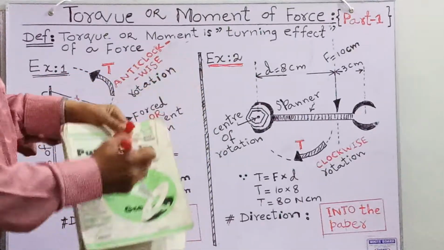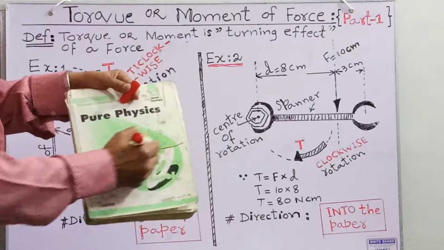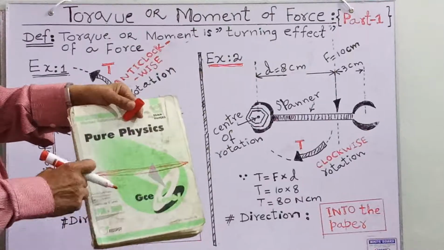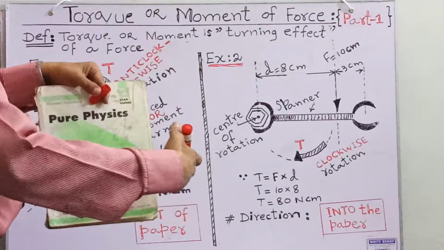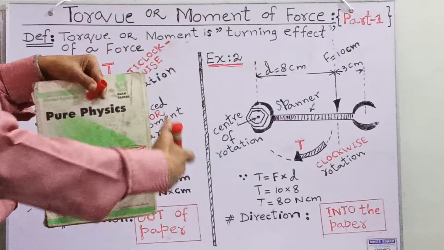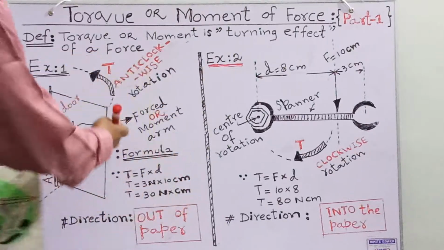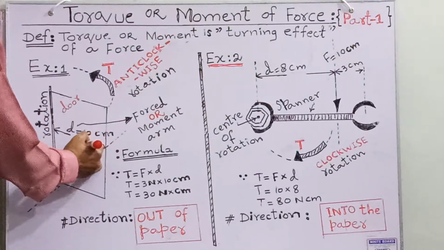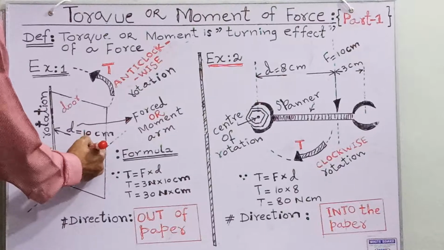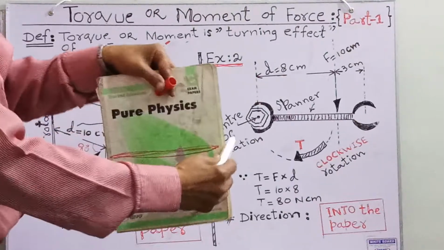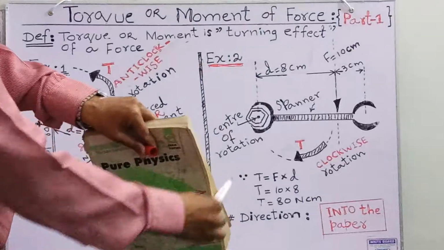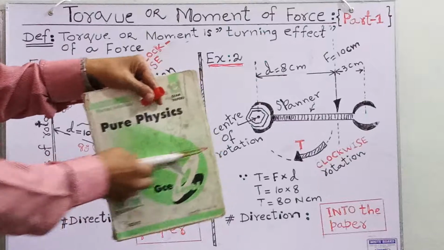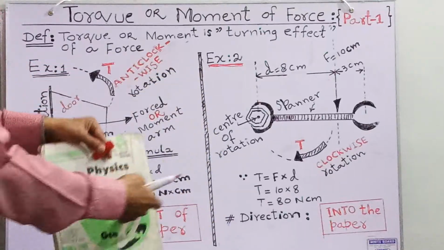Perpendicular distance means, let me make it clear, this is the distance d, the perpendicular distance from the axis of rotation to the line of action of the force. The line of action of the force cannot be shown so clearly in this diagram. However, this distance makes a 90-degree angle. This is the line of action of the force and this is the axis of rotation. So this is the perpendicular distance. We have shown it as d.